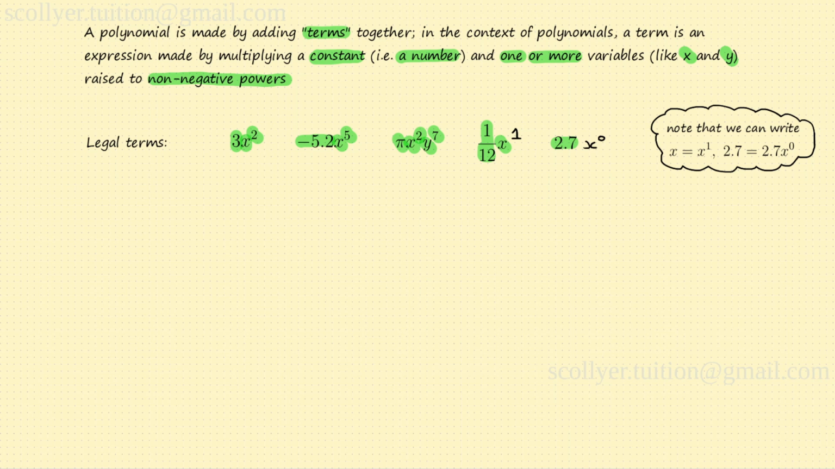And we recall that we can write x equals x to the power 1, and 2.7 equals 2.7 times x to the power 0. Here we have some terms which cannot appear in a polynomial. The term 3 over x cannot appear in a polynomial since 3 over x is equal to 3 times x to the minus 1, and minus 1 is a negative power. Similarly, sin x cannot appear as a term in a polynomial since it cannot be represented as x raised to a positive power.